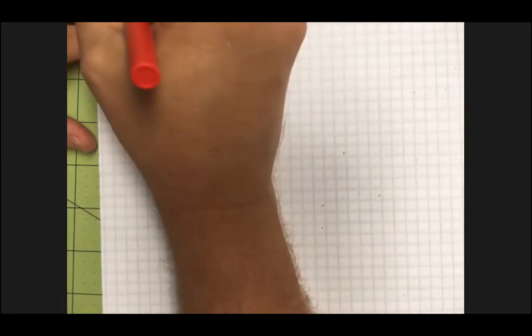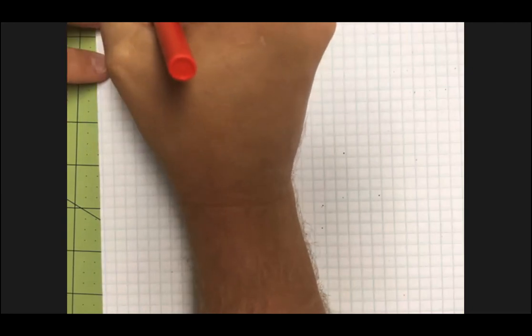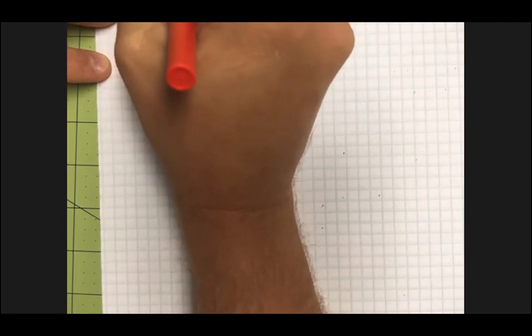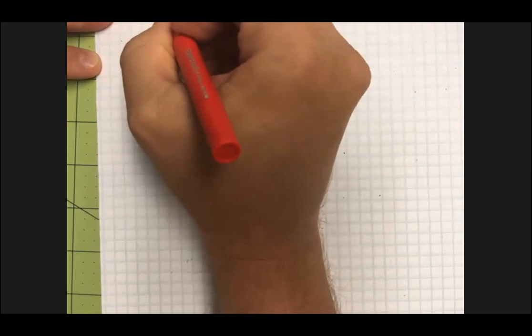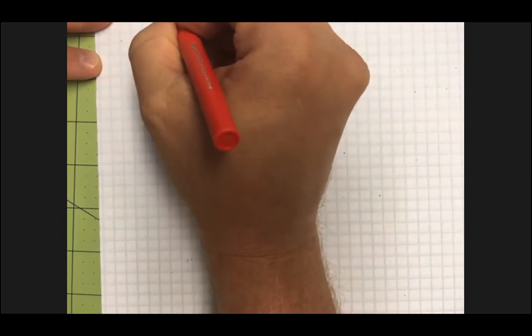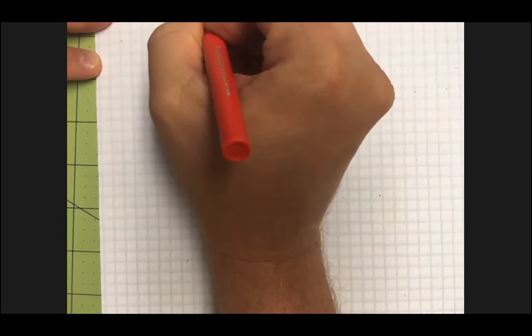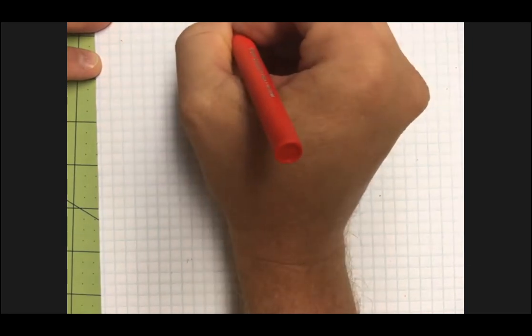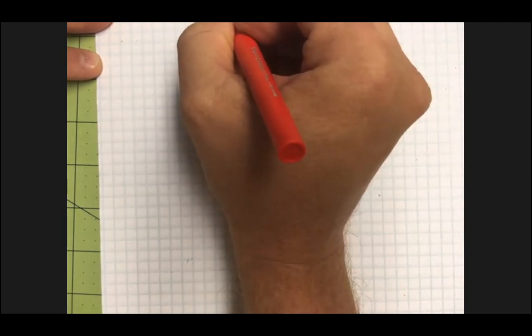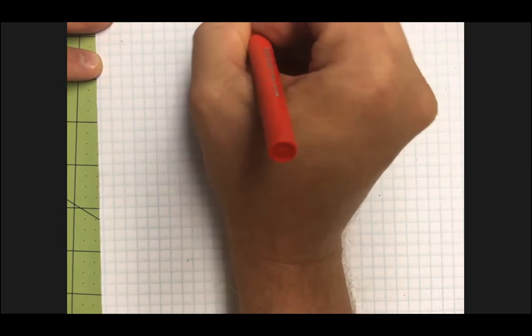Okay, so we're in 6.5. We're looking at number 13. And it goes like this. 1 minus 1 over x equals 12 over x squared.